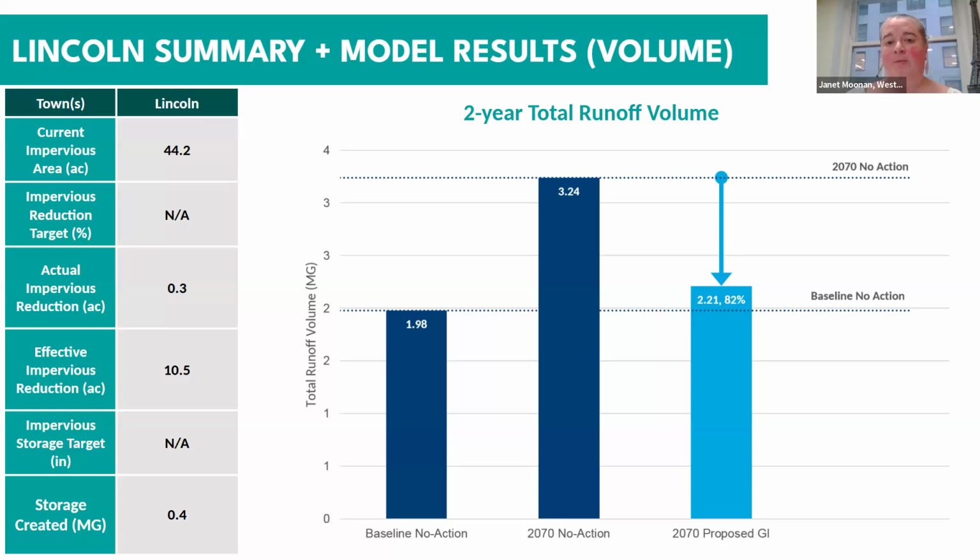It's an 82% reduction in flooding from the projected 2070 storm. And it almost gets to being equal to our present day anticipated volume. So it's quite effective. They managed to get rid of 25% of impervious cover in this catchment and create 0.4 million gallons of storage. So that's how the model shows the effectiveness of these results.